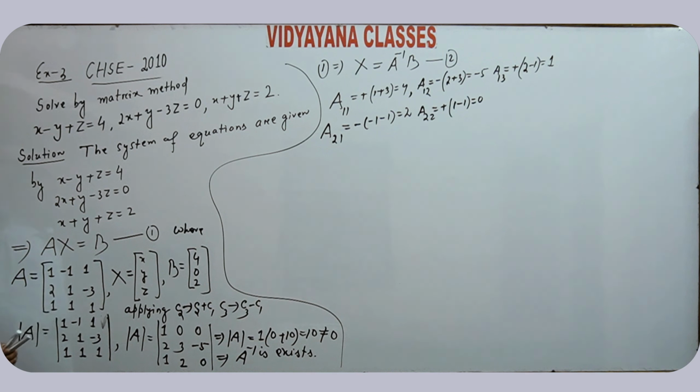A22 means second row and the second column, it gives 1 minus 1. Next, A23. Its sign is negative. Deleting the second row and the third column, it gives 1 plus 1.